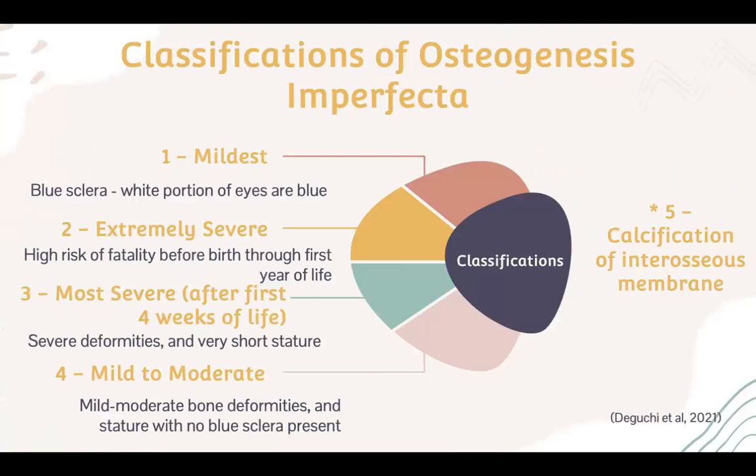The second classification is extremely severe with high risk of fatality before birth or through the first year of life. The third classification is most severe, occurring after the first 4 weeks of life, with severe deformities and very short stature. The fourth classification is mild to moderate and shows mild to moderate bone deformities and stature with no blue sclera present for these individuals. And then that fifth classification is for individuals that have the calcification of the interosseous membrane.